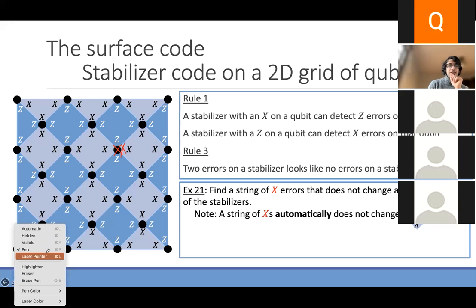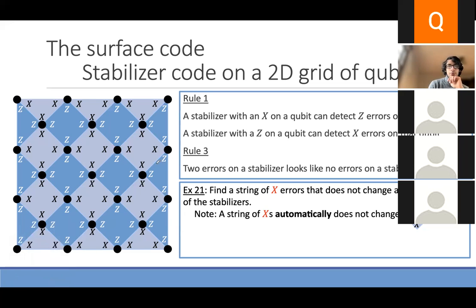I want there to be only single X errors on qubits. There will be a reason for this. So I want X errors on multiple qubits that look like no errors at all.